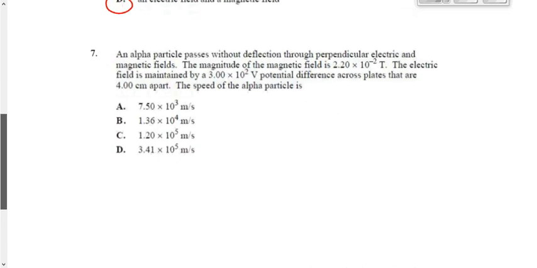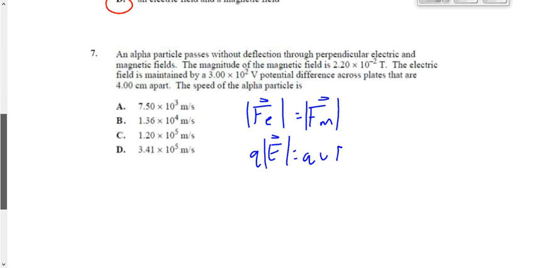7. Alpha particle moves without deflection. Electric field, magnetic field, what's the speed? That's the velocity selection chamber. Fe equals Fm again. Say qE equals qvB. Cancel q. V is equal to E over B.